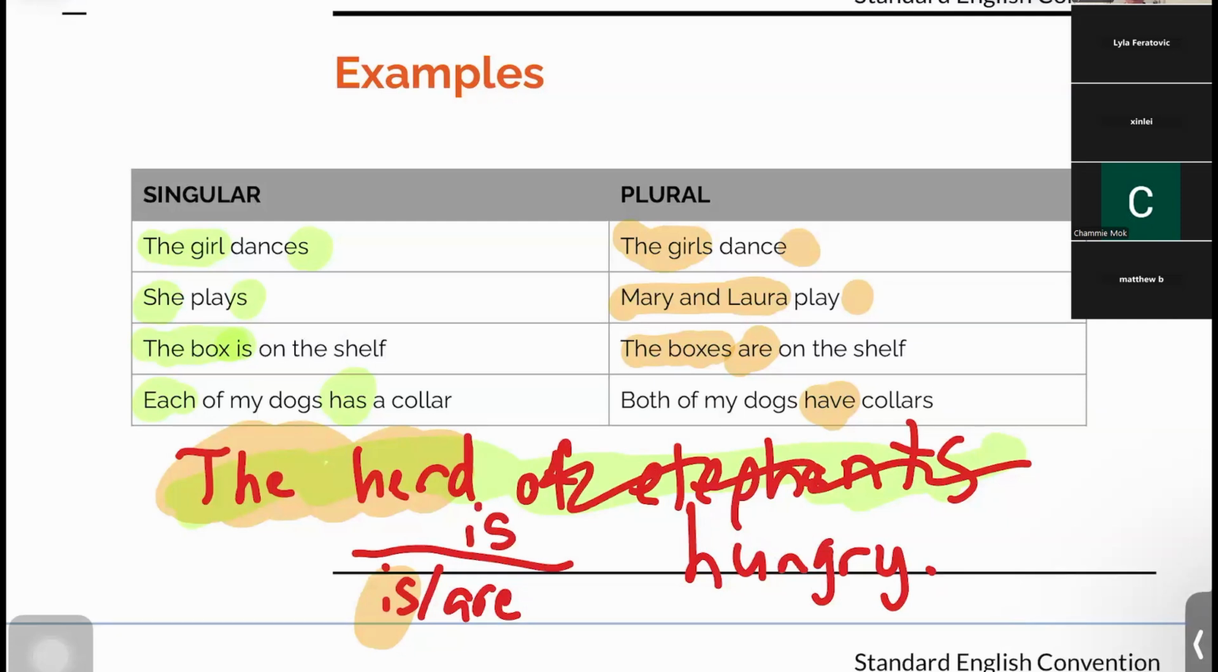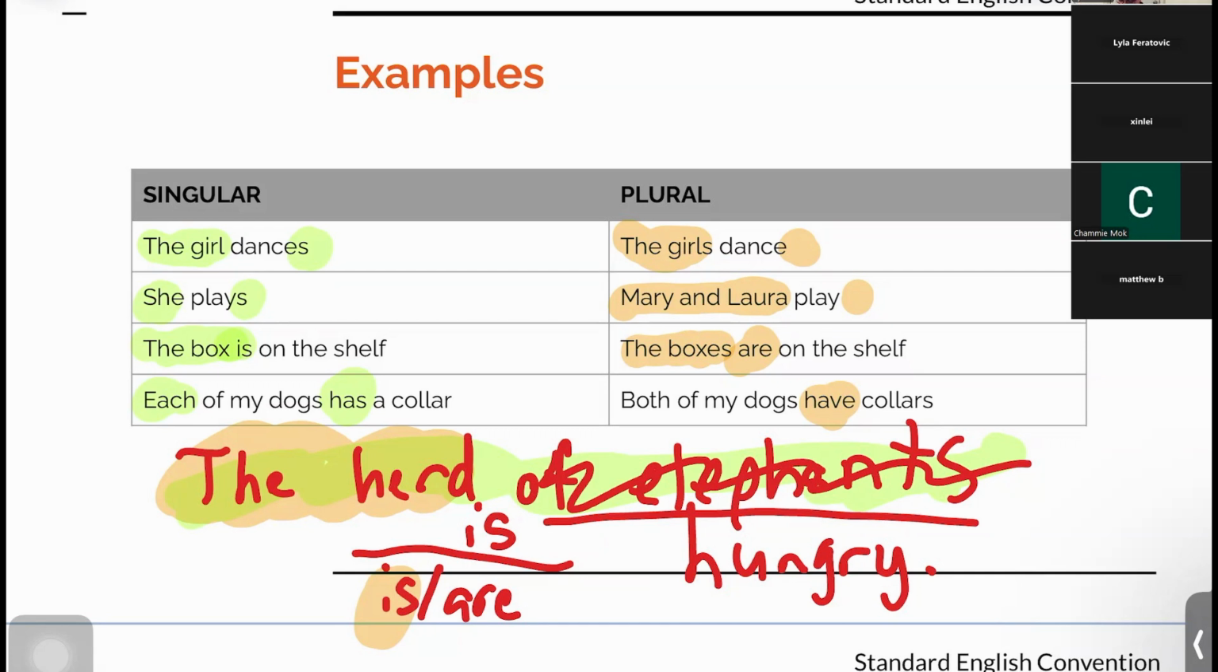Sounds singular to me. So you go for is in this case. They'll sometimes add extra parts to subjects or make subjects more complicated, but the important thing is just the simple subject. If you see the word the, that is a dead giveaway that's your simple subject. So in this case, the herd is a singular noun, even though we have the word elephants in the sentence. That doesn't change anything about the subject predicate agreement rules. So the herd is hungry.